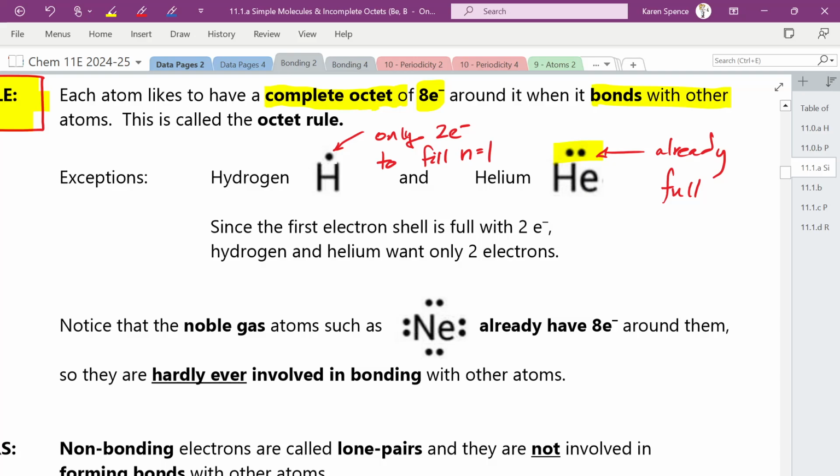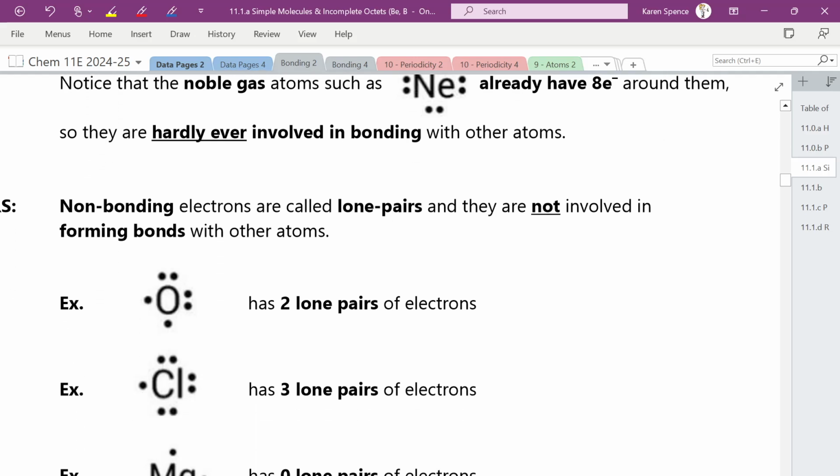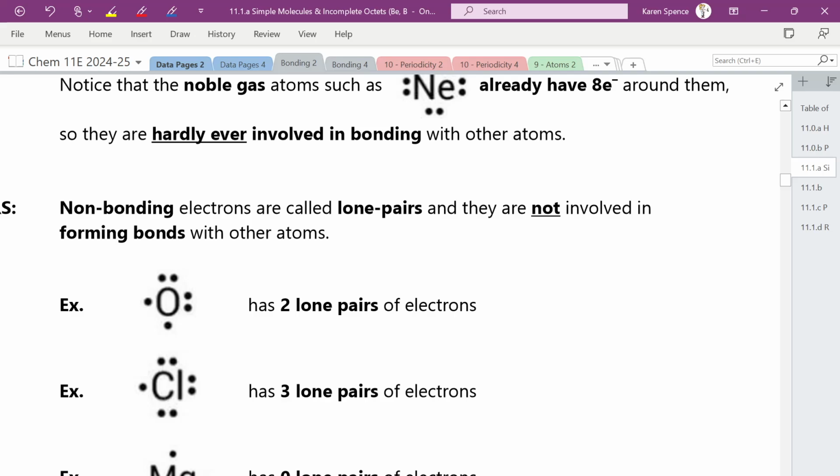Mentioning again here that the noble gases already have 8 electrons, so they are hardly ever involved in bonding. Non-bonding electrons are called lone pairs. And have you been seeing lone pairs in your molecules this week? Yes? Okay, so if you haven't picked up on it, the ones that looked like this didn't have dots in them, but I could draw dots in them. That might actually be a good thing to do. The ones that looked like that were the lone pairs, or occasionally they looked like this because I ran out of the nice ones.